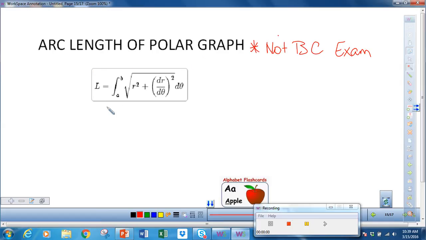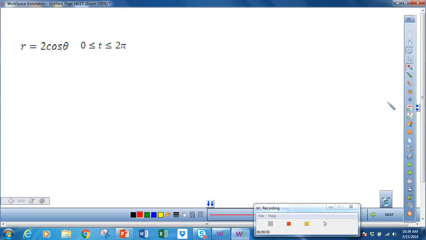The arc length of a polar graph is given by L, the length, from a to b of the square root of r squared plus the derivative squared. So it's a pretty simple formula, and I would encourage you to memorize it. We're going to only do one example of this, okay?